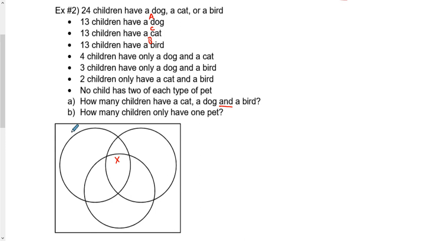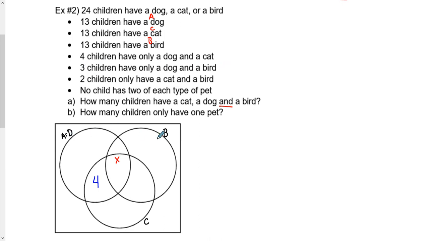Now 13 having a dog. So A is dog. And then we have B for bird, C for cat. We know that this entire circle has to add up to 13. Same thing with this one, same thing with this one. It says 4 children have only a dog and a cat. So a dog and a cat, it means that they don't have a bird. So that's actually saying that that part right here, that is the intersection between dog and cat, but not including this intersection, which would include bird, is 4. 3 have only a dog and a bird.